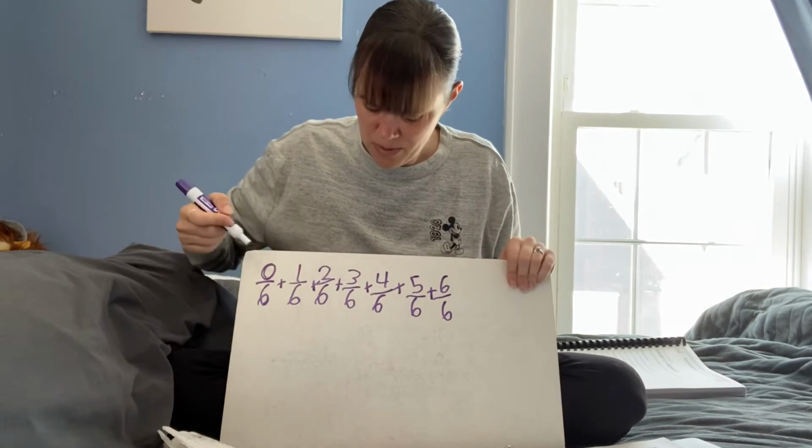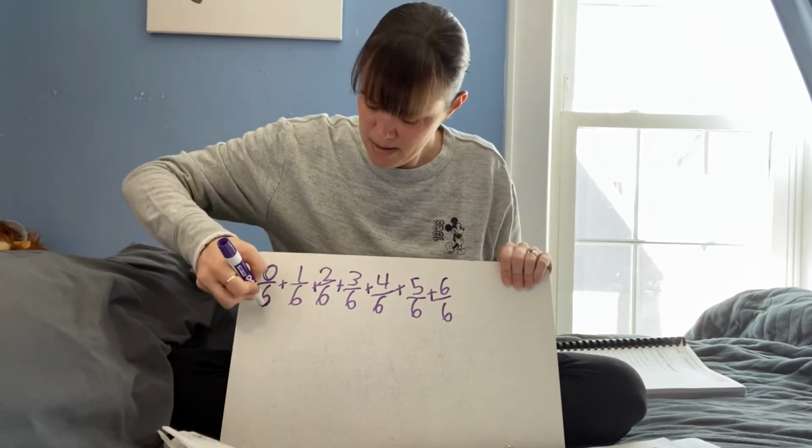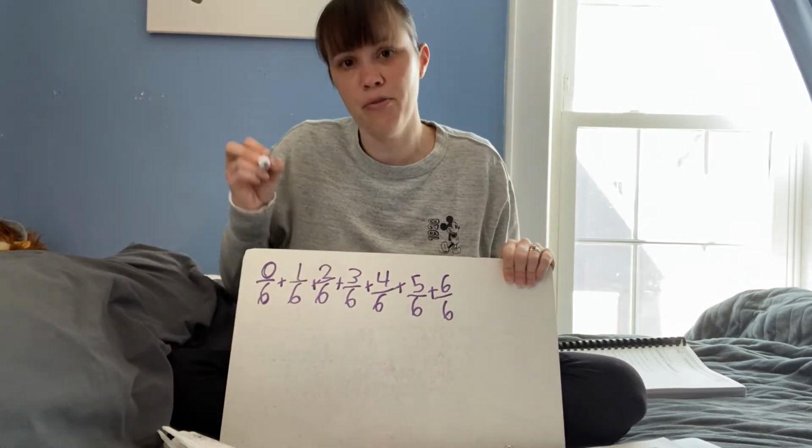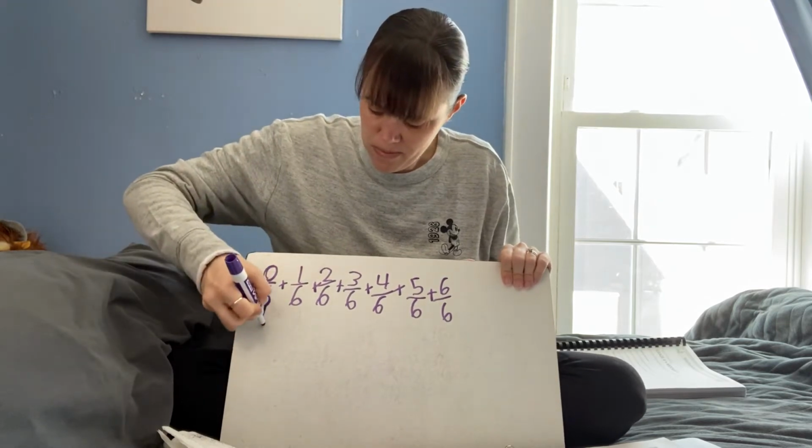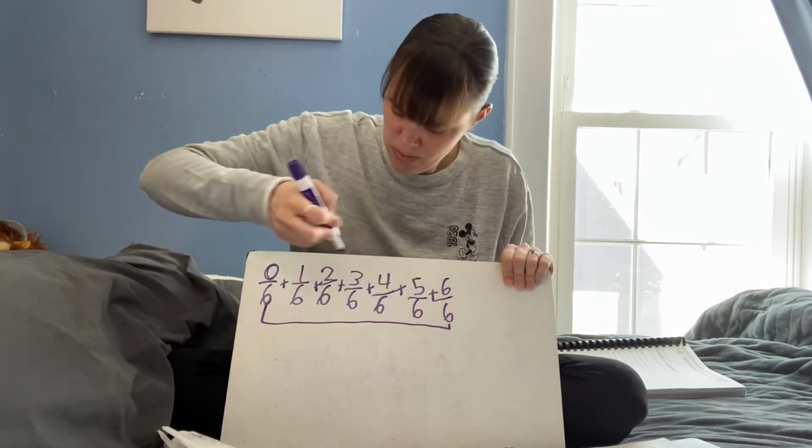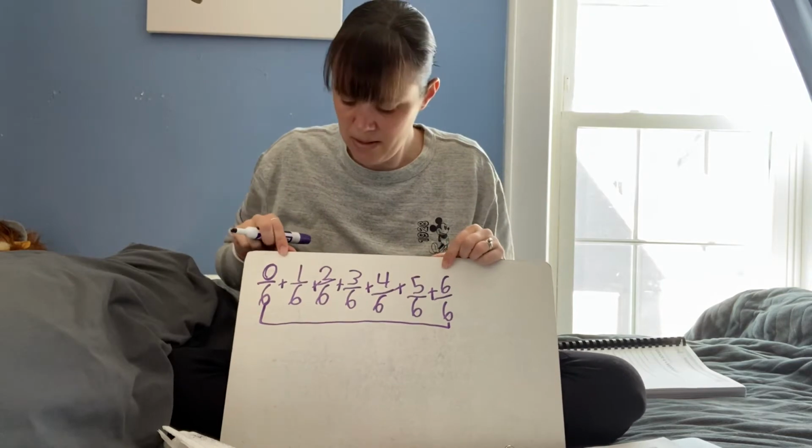All right, so let's combine. Well, let's add our fractions to make one whole. 0/6 and 6/6 equals 1 whole.